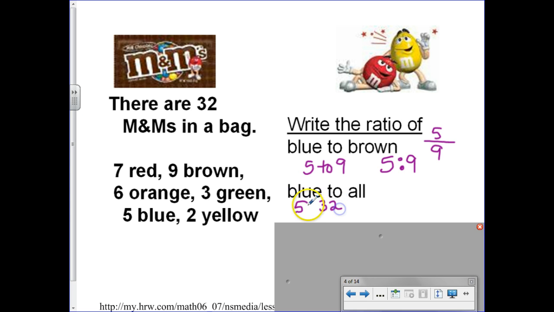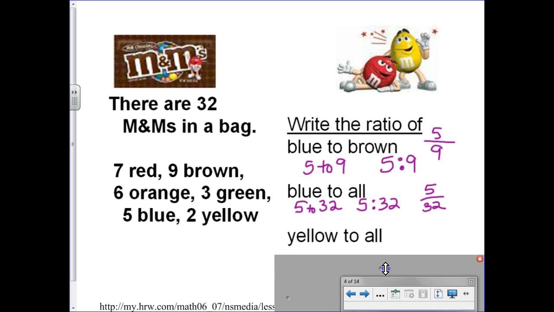So this time I could write 5 to 32 with words. I could write 5 to 32 with a colon. I could write 5 to 32 as a fraction. How about this one? There's only 2 yellows. There's 32 total, so I could write it as 2 to 32. You could write it with the colon, 2 to 32 this way. Or you could write it as a fraction, 2 to 32.